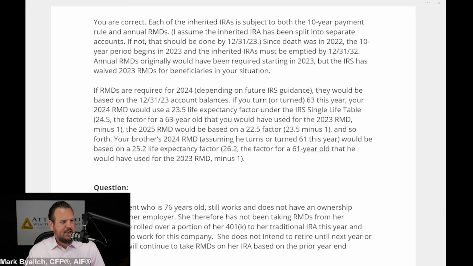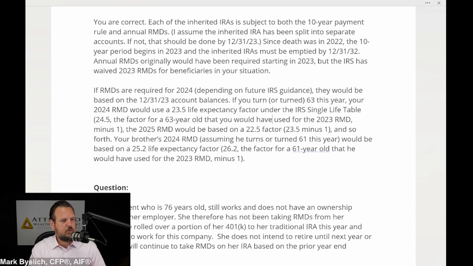Okay, so now we're back, and I wanted to explain what he meant by the factor for a 63-year-old. Going back to this, if you turn or turned 63 this year, your 2024 RMD would use a 23.5 life expectancy factor under the IRS single life table. Like I just showed you, that is 24.5, the factor for a 63-year-old that you would have used for the 2023 RMD minus 1. The 2025 RMD would be based on a 22.5 factor, 23.5 minus 1, and so forth.